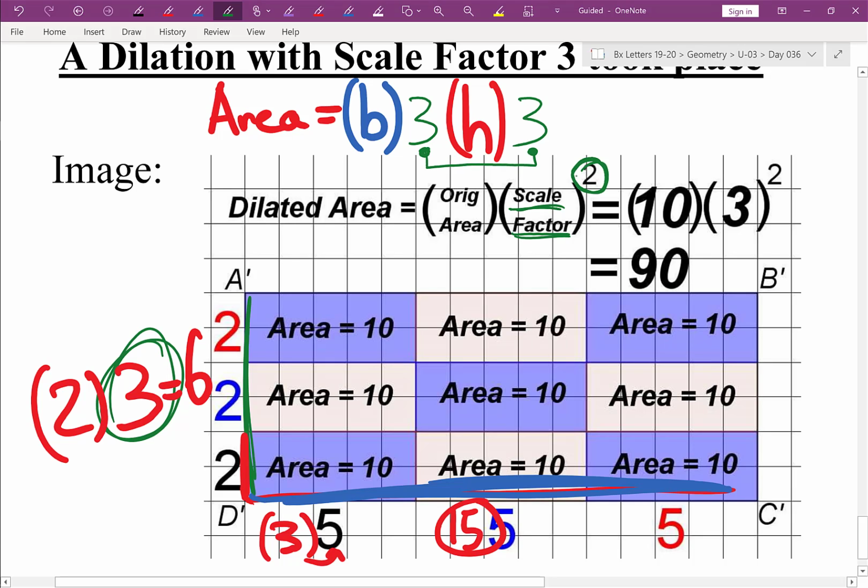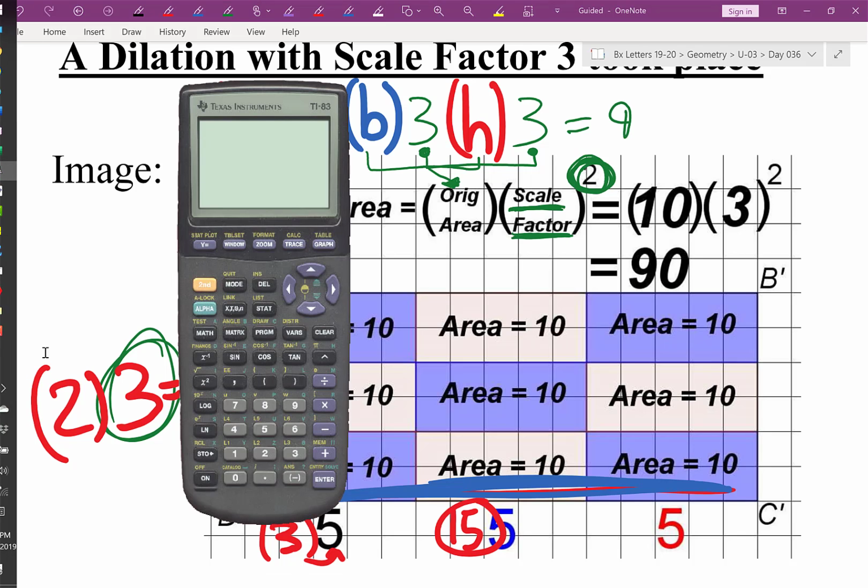And that's where we're getting the 9 from. Because our scale factor is getting multiplied by our base and our height, it's happening twice. It's happening squared. So instead of multiplying our original area by the scale factor, we take our original area and multiply it by the scale factor squared. And I'll show you that this works, all right?